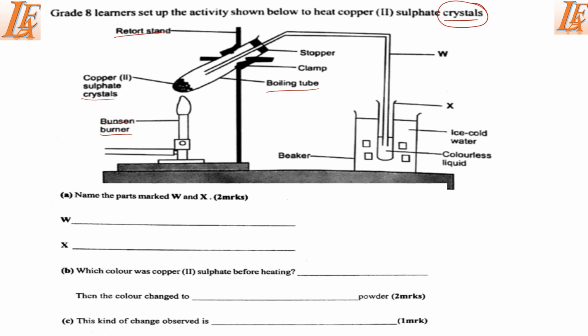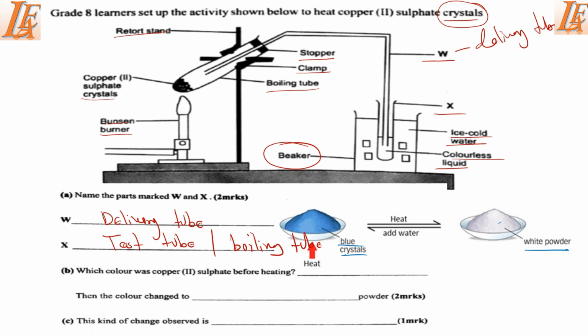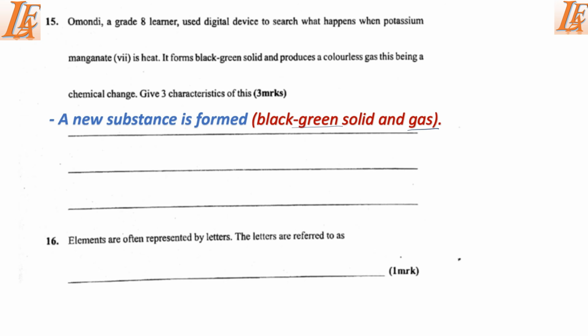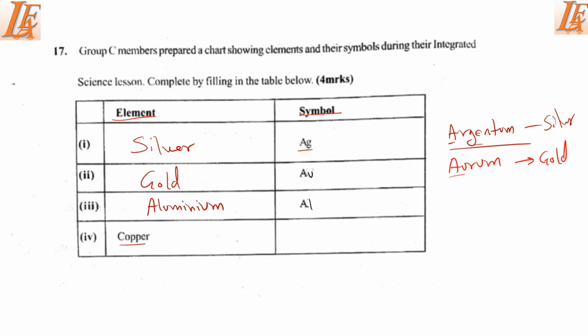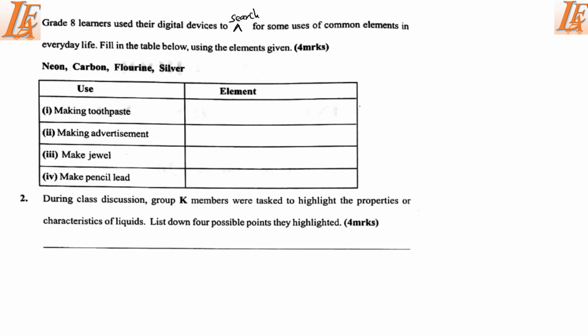I need you to remember that science is not about memorizing facts. It's about thinking critically and applying what you know. So let's see the first question. The first question, grade 8 learners use their digital devices to search for some uses of common elements in everyday life. Fill the table below using the elements given.